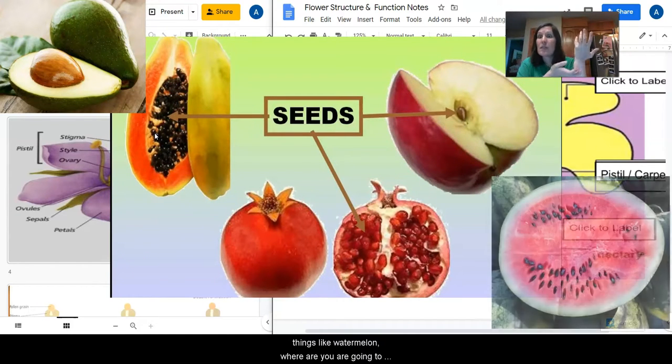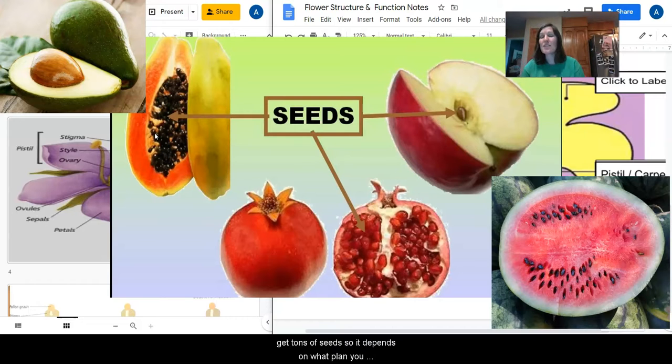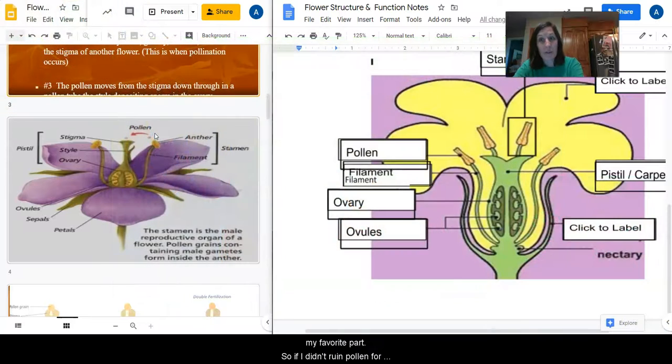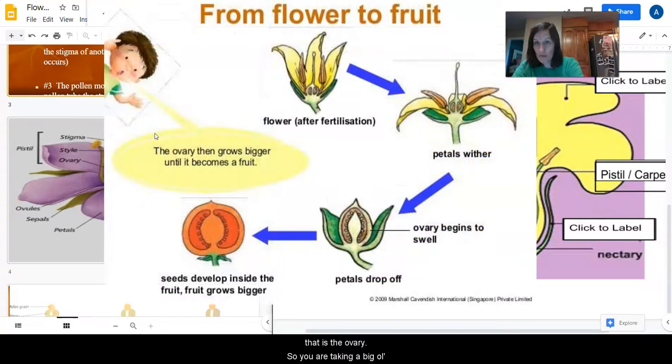And then you get to some things like watermelon where you're going to get tons of seeds. So it depends on what plant you're talking about. Now, if you just caught on, my favorite part. So if I didn't ruin pollen for you already, sniffing in all that plant sperm, when you eat fruit, anytime you eat around a seed, that is the ovary. So you are taking a big old chunk out of the ovary.